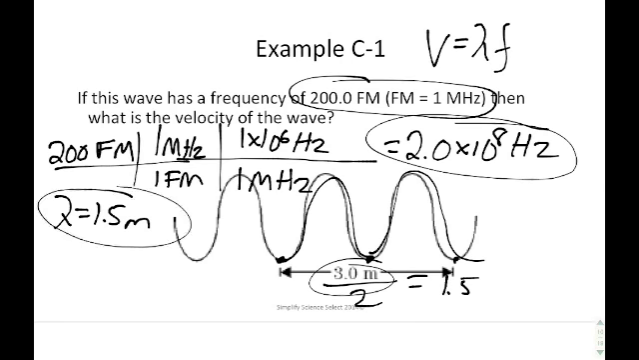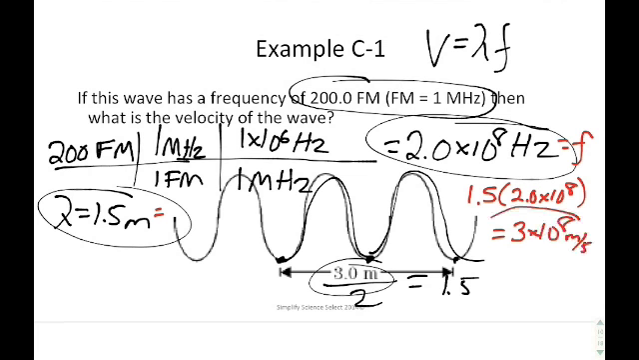So now I have a frequency and I have a wavelength. What I can now do is plug in and solve for the velocity. So this is my frequency and this is my wavelength. I'd plug in 1.5 times 2.0 times 10 to the 8th, and you end up getting 3 times 10 to the 8th meters per second. Now, when we talk about light a little bit later this year, you'll realize that the speed of light is actually 3 times 10 to the 8th. And actually, radio waves travel at the speed of light. But that's what we'll talk about a little bit later. For now, you should just be able to say V equals lambda F, and you should be able to get those terms.